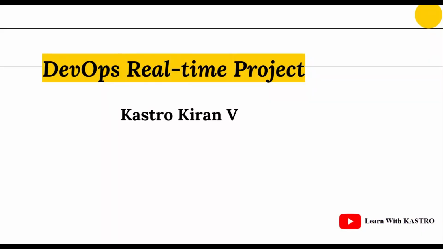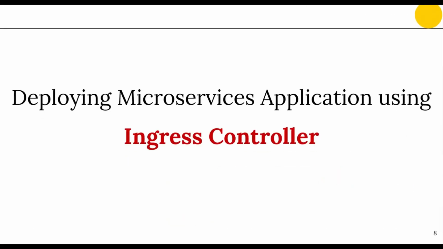In this video, we are going to see how to deploy a microservices-based application using Ingress controller, which is one of the most important Kubernetes components. But before we see how to deploy the application using Ingress controller, let us understand what is meant by Ingress controller, and how Ingress controller is going to help us for the production level deployments of any type of applications. It can be a monolithic application or a microservice application. But most importantly, we are going to focus on a microservice-based application.